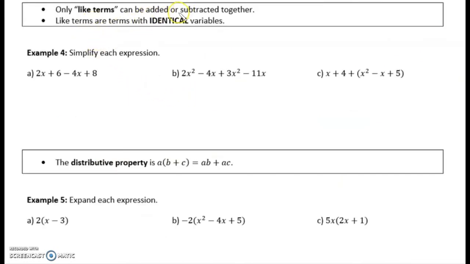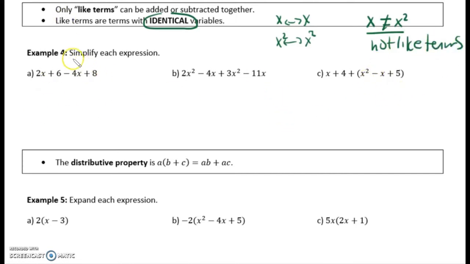Only like terms can be added or subtracted together. And as a recall, like terms have identical variables. So they either have to have both x's or both x squareds, and those are like terms. x does not equal x squared. These are not like terms.